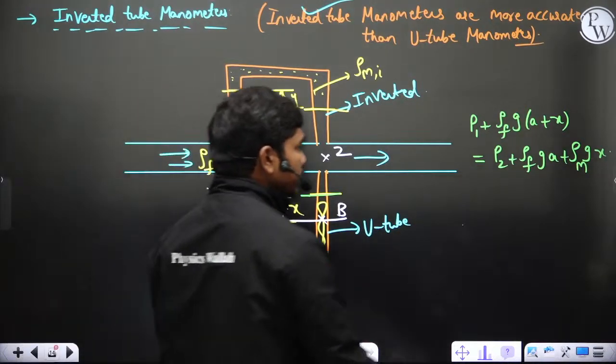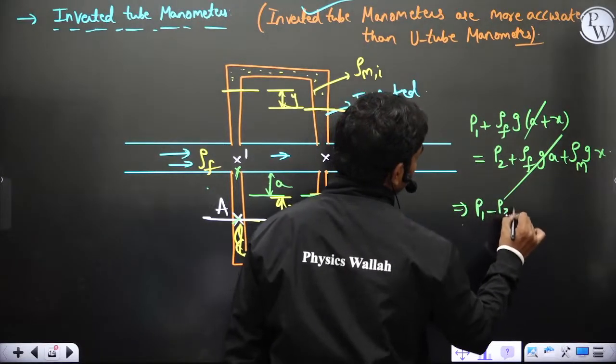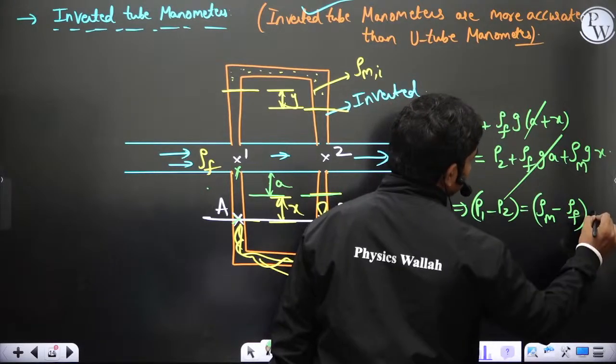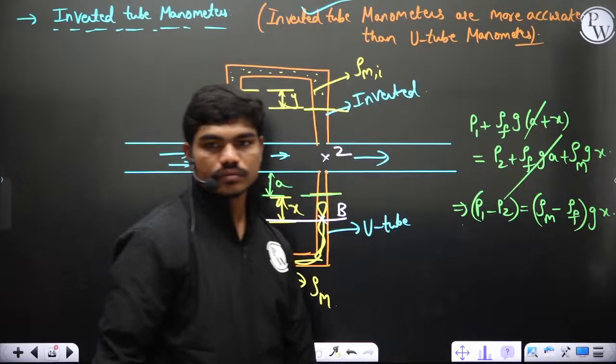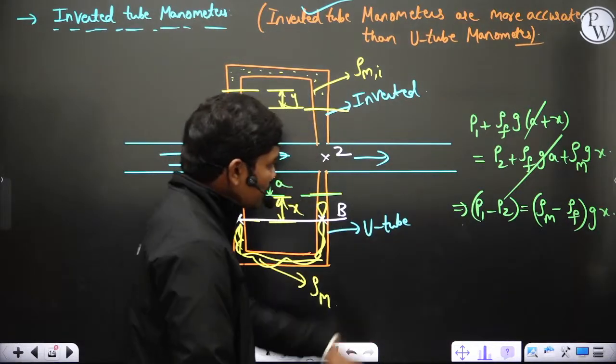Yes. So obviously this A term gets cancelled, and P1 minus P2 is equal to the density of the manometric fluid minus the density of the fluid, times g x. So this is g x obviously. Now let us understand one more thing.